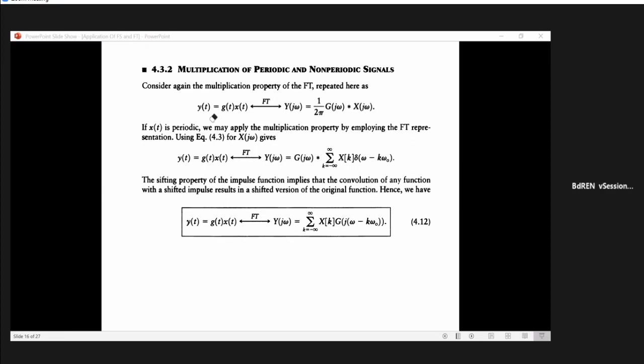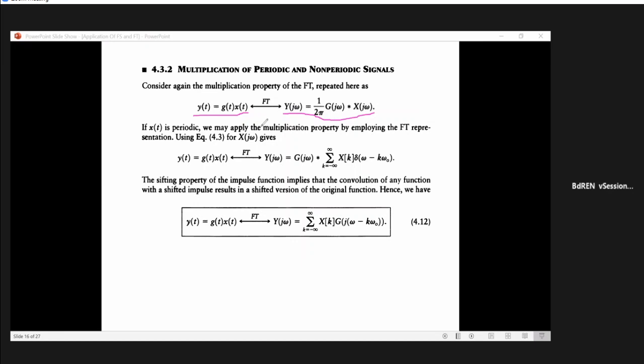Okay, if we have, for example, a product of signals in the time domain, say g(t) and x(t), the corresponding operation in the frequency domain will be this. That means 1 by 2 pi convolution of the Fourier transforms of g(t) and x(t).